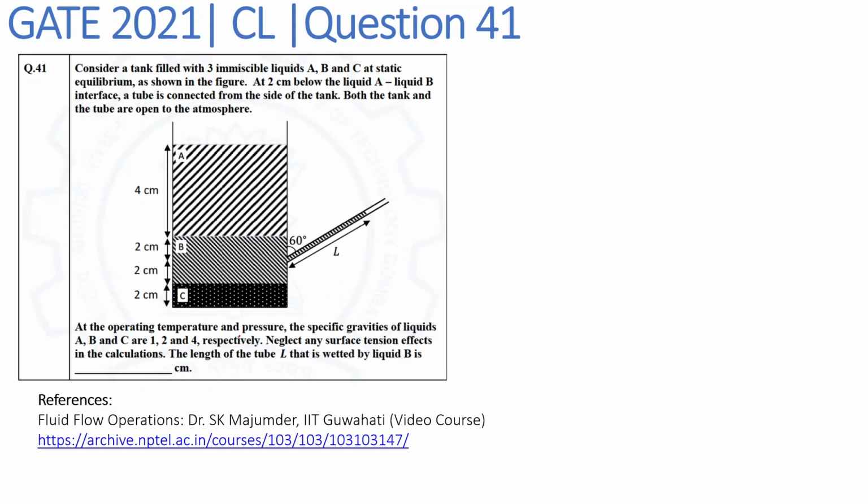At the operating temperature and pressure, the specific gravities of liquids A, B, and C are 1, 2, and 4 respectively. Neglect any surface tension effects in the calculation. The length of the tube L that is wetted by liquid B is dash centimeter.